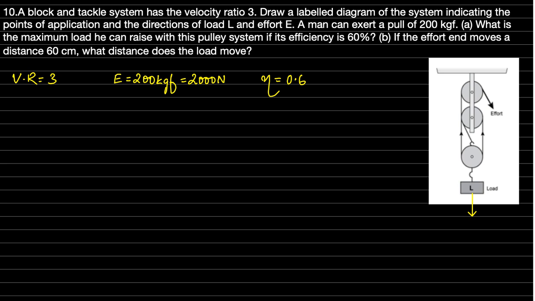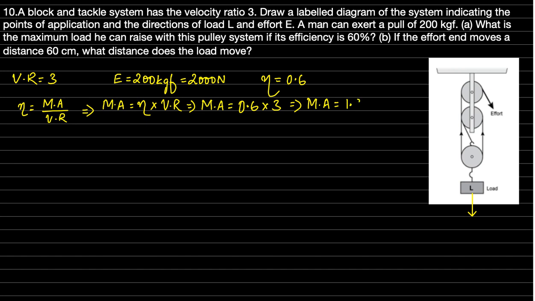Now we know the formula for efficiency as mechanical advantage divided by velocity ratio. So mechanical advantage will happen to be efficiency into velocity ratio. So we just substitute the values here. Mechanical advantage happens to be efficiency 0.6 into velocity ratio 3. So we get the value of mechanical advantage to be 1.8. So the mechanical advantage is 1.8.